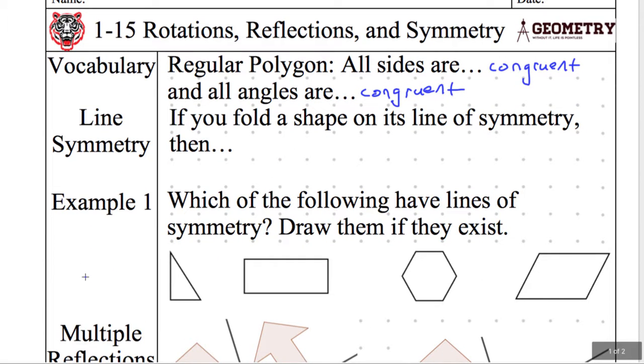So line symmetry. If you fold a shape on its line of symmetry, think about folding a piece of paper. If you fold it on its line of symmetry, then both sides line up.